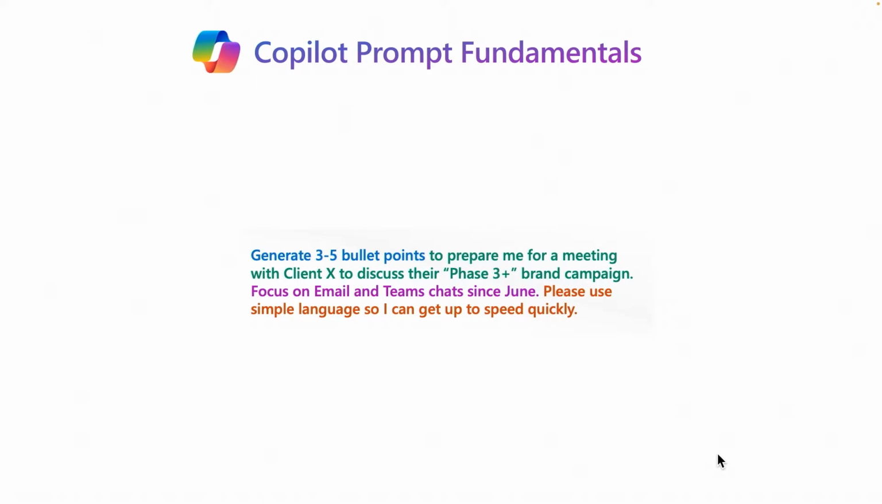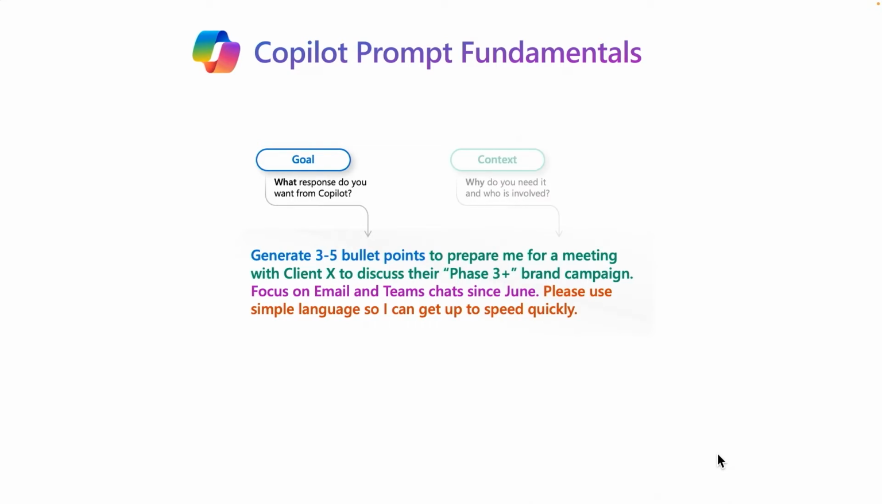So here's an example of a prompt that you might use in Word or Outlook, really any Copilot, actually. It says, generate 3 to 5 bullet points to prepare me for a meeting with some client to discuss their phase 3 branding campaign, focus on email and Teams chats, and please use simple language. Now, this is actually a really good example, Donna, because there's 4 areas that this breaks down to. First off, what's the goal of this? Well, it has generate 3 to 5 bullet points.